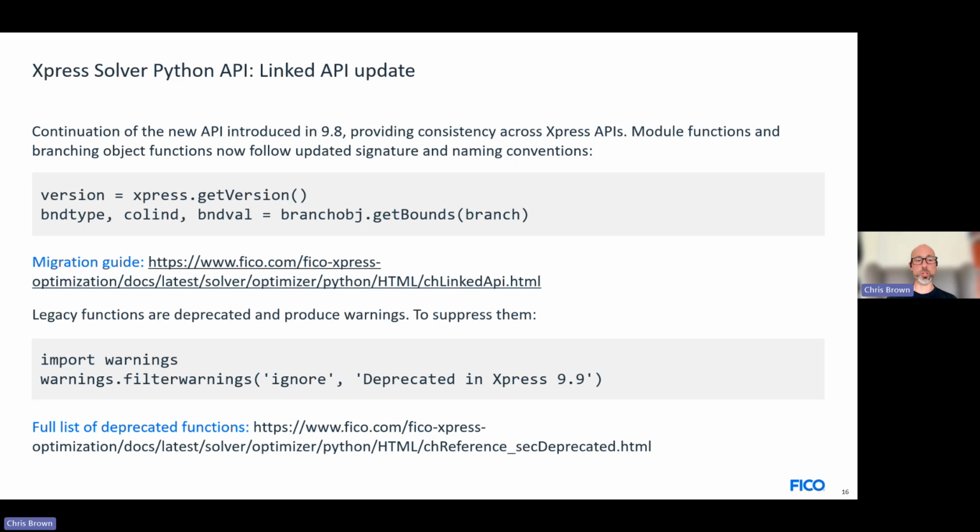All of the legacy functions that have been replaced by new signatures are deprecated. They will produce warnings at runtime. And to suppress those warnings, you can use the code that you see there on the slide. In addition, there's a full list of deprecated functions in the documentation, and the documentation mentions which function you should use instead if you're calling a deprecated function, for example.